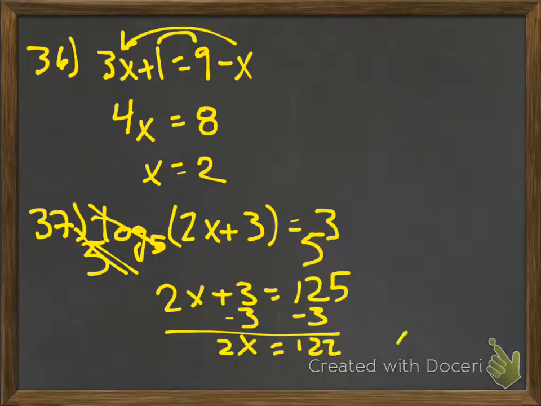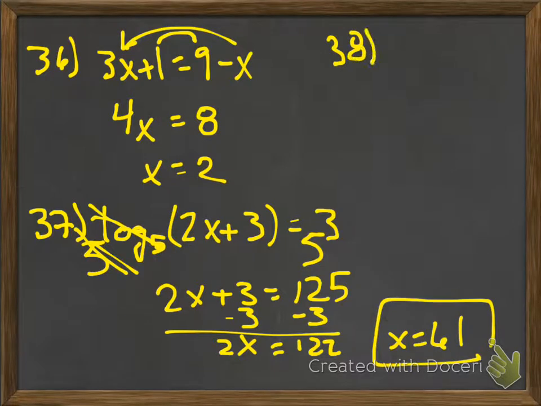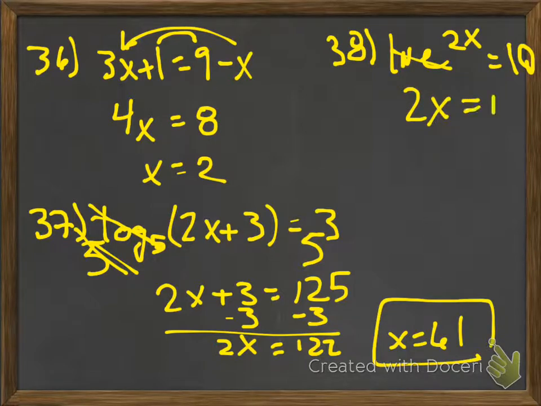And then 38, you need to keep track of this. ln and e are opposite. So if I see ln e to the 2x equals 10, those two cancel each other out. You've got to remember, if you see ln and e, these are opposite, so they cancel each other out, leaving you just 2x equals the number, which in this case is 2x equals 10, and so x is equal to 5.